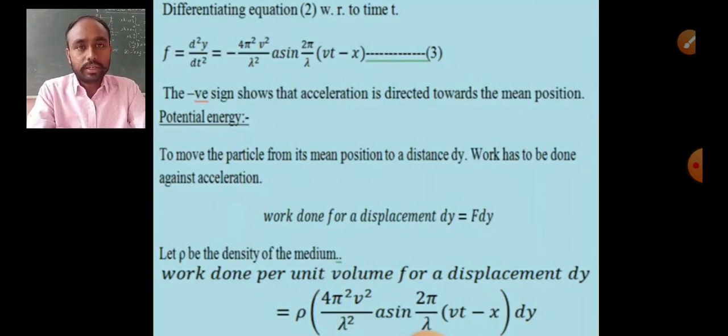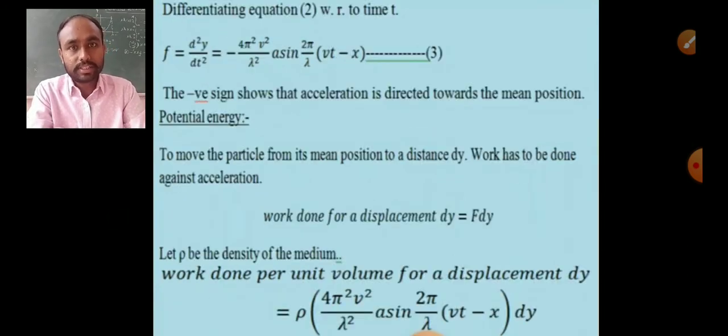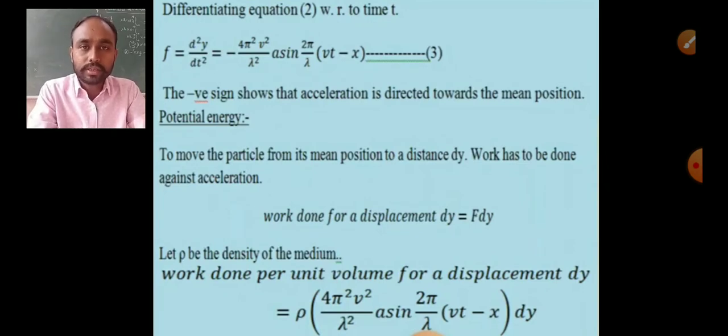And what does that negative sign indicate? The negative sign shows that the acceleration is directed towards the mean position. That is the nature of simple harmonic motion, the basic definition of simple harmonic motion. Acceleration is always directed towards the mean position, and that is shown by this negative sign. So from that also we can definitely say that the particles are performing simple harmonic motion.